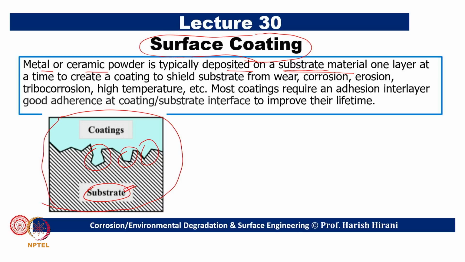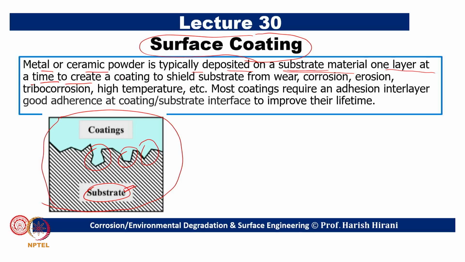If we do not have that, then we may come up with some sort of interface or intermediate layer between coating and substrate also. That is why it is written here that the metal or ceramic powder is typically deposited on a substrate material one layer at a time, or layer by layer. So, we can really think about additive manufacturing. There are a lot of similarities between coating deposition and additive manufacturing.